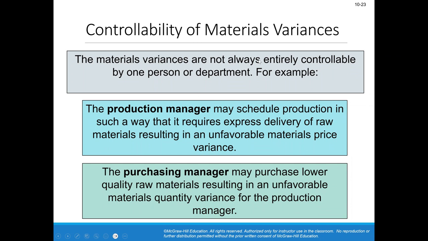Let's see, the material variance is not always entirely controllable by one person or department. The production manager may schedule production in such a way that it requires express delivery of raw materials, resulting in an unfavorable materials price variance. So that way, the production manager could negatively impact the purchasing manager. And then again, the purchasing manager may purchase lower quality materials. So you have to take this with a grain of salt, and you have to really look at what the problem was.